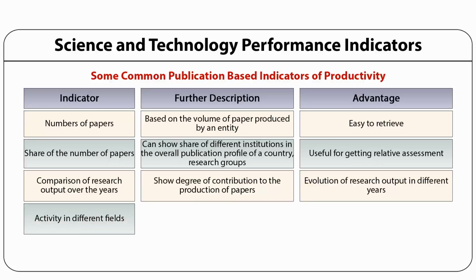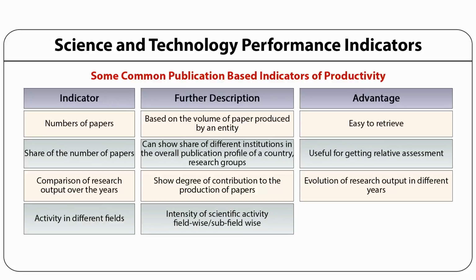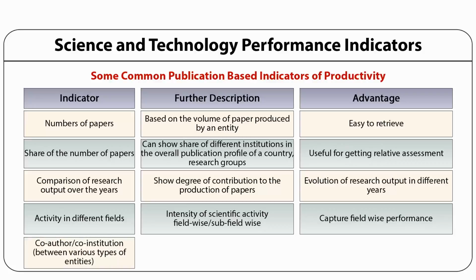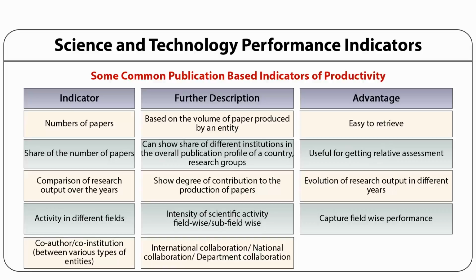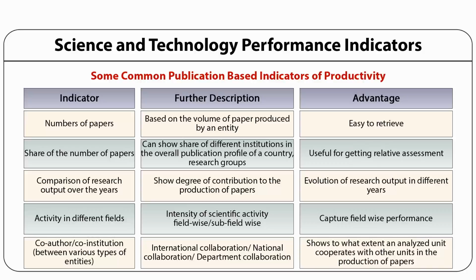Activity in different fields shows intensity of scientific activity field-wise, subfield-wise, captures field-wise performance, but again it does not inform about impact. Co-author, co-institutional indicators capture international collaboration, national collaboration, departmental collaborations. It helps to show to what extent an analyzed unit cooperates with other units in the production of papers. Again, it does not inform about impact.